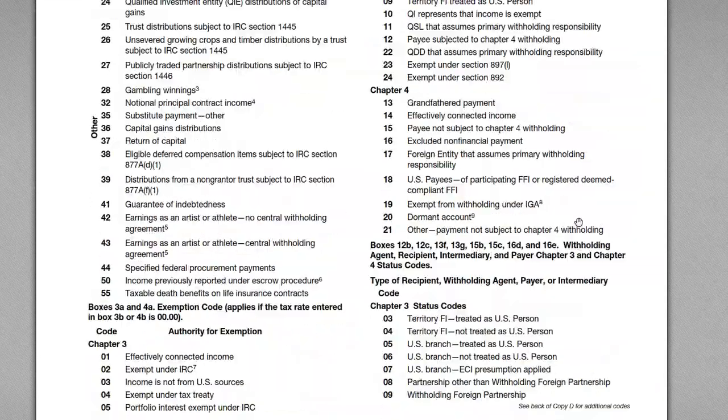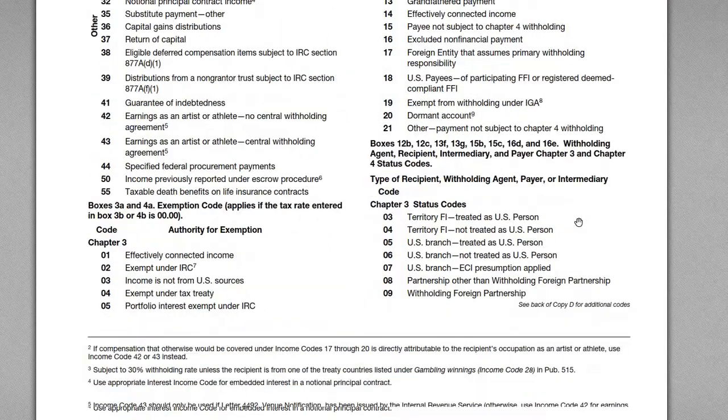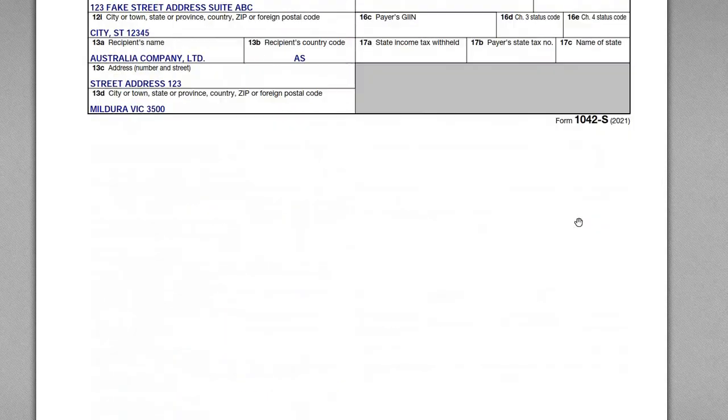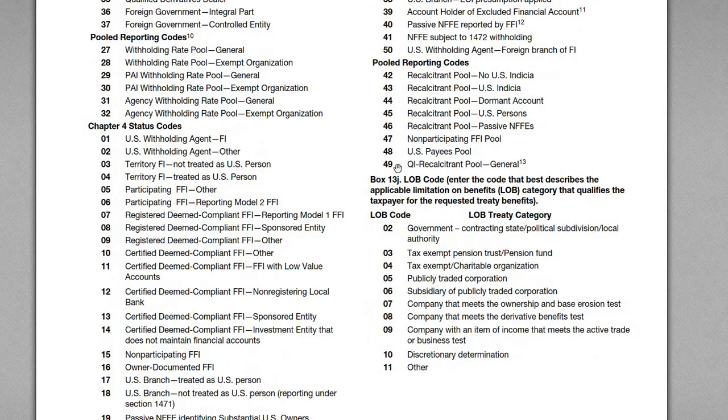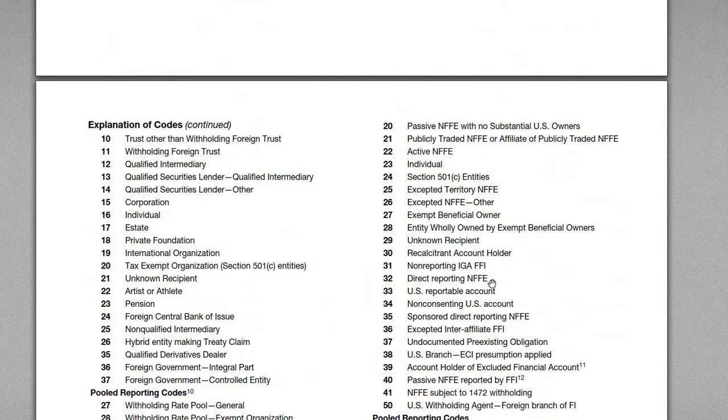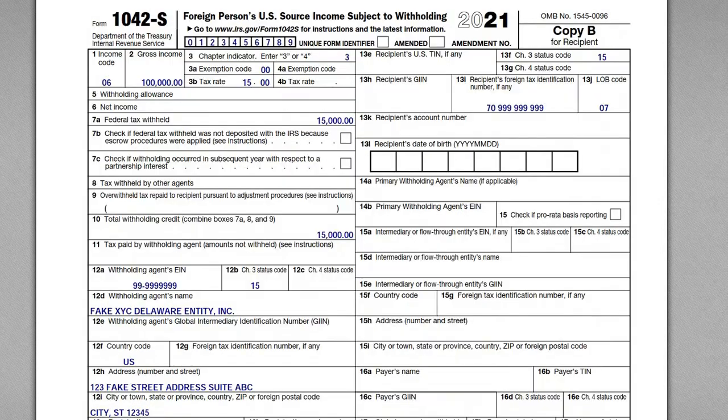I'll scroll down here, show you where all these are. So again, a lot of different codes here. Where is it? It's going to be further down here, I think. Yeah, okay, here we go. Box 13J, LOB categories. So in our case, we're 07, which means that we're a company that meets the ownership and base erosion test. And that means exactly what I just said. The shareholders of the company are Australian tax residents, right? So there's a look-through provision in effect that just makes sure that the individuals that set this thing up are actually Australian tax residents, and so they could claim the treaty benefits anyway.